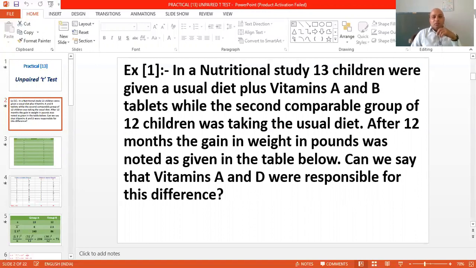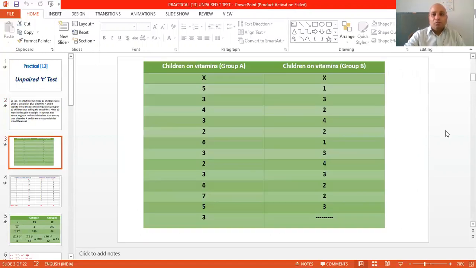After 12 months, the gain in weight in pounds was noted as given in the table below. Can we say that vitamin A and D were responsible for the difference? Table: children on vitamin group A and children on vitamin group B. This is the data.